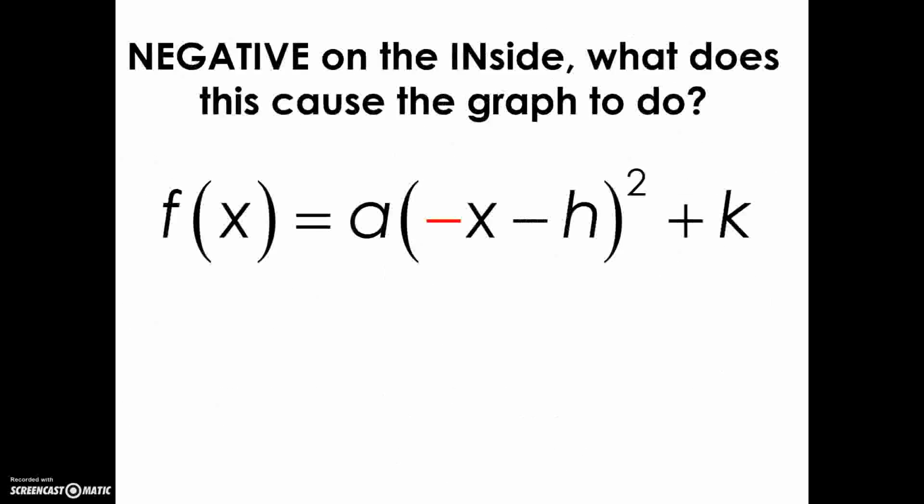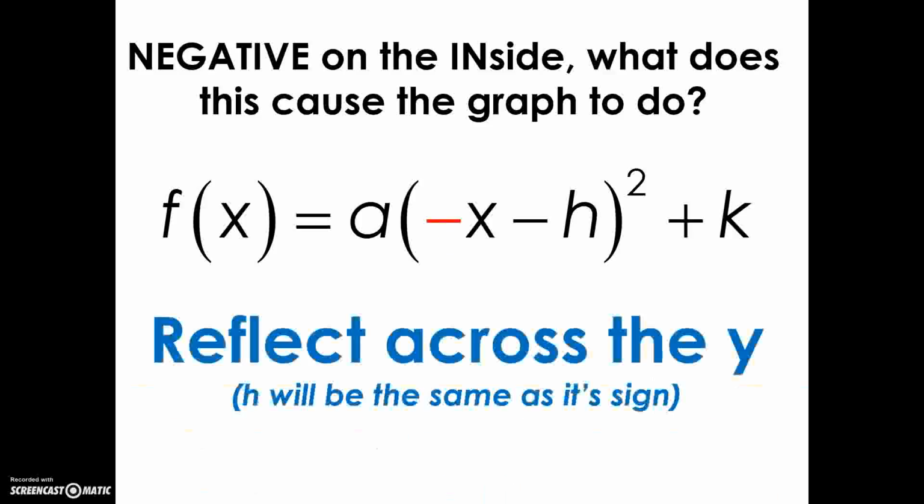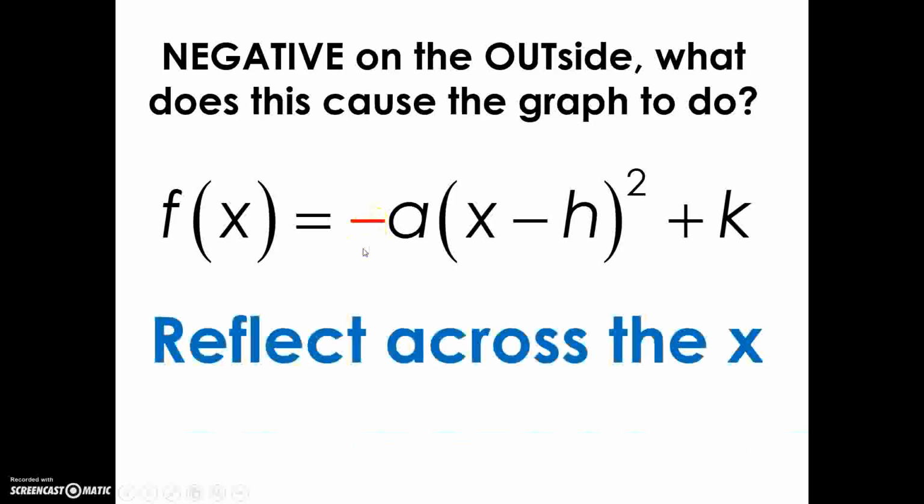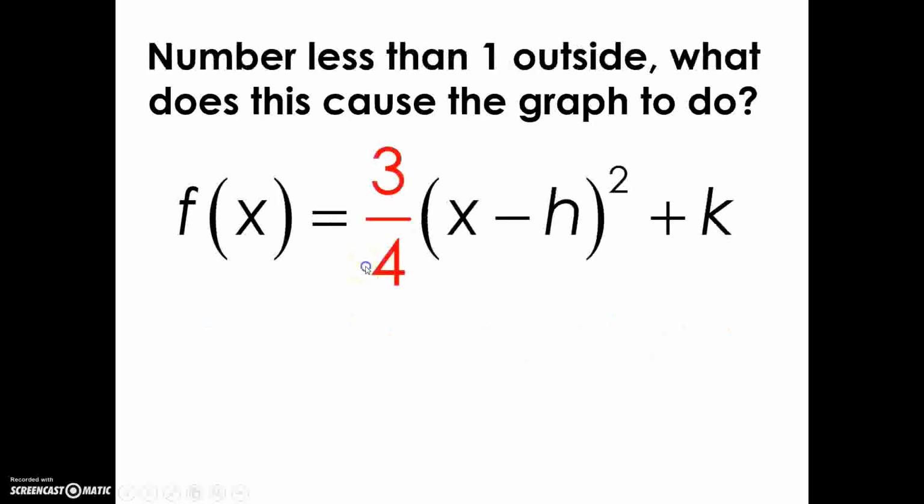All right, so if we have a negative on the inside, right here in red, that means it is going to cause the graph to reflect across the y. Now, if we have a negative on the outside, though, it means that we are going to reflect across the x. And that's all we're doing. We're not calculating anything. We're not changing the form of anything right now. All we're doing is looking to see what transformations have taken place according to the notes.